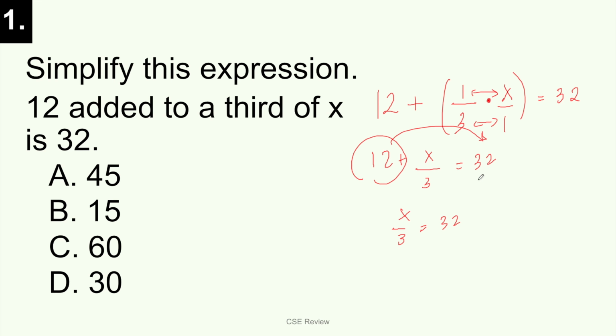And then, because you moved it to the other side, that would be minus. So, minus 12. So, x over 3 is equal to 20. And because it still has a divided by part there, to cancel that, multiply both sides by 3. So, x over 3 times 3 would be just x, is equal to 20 times 3, which is going to give you 60. So, the answer here is 60, letter C.